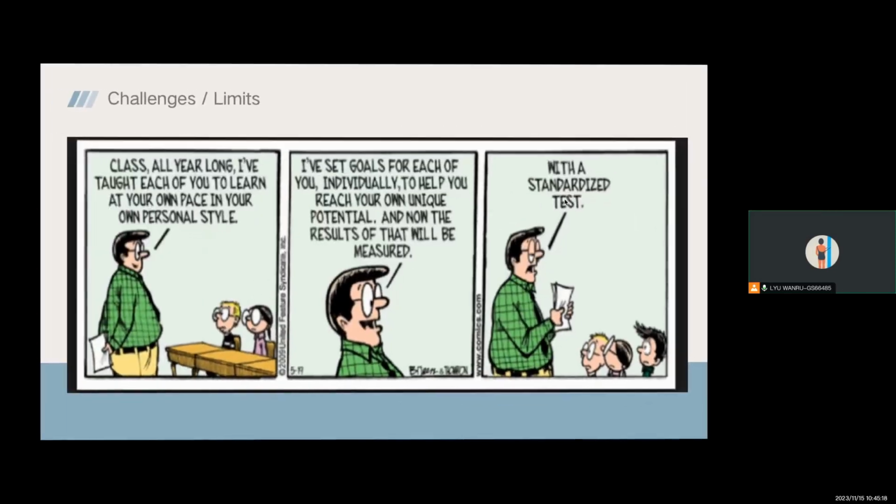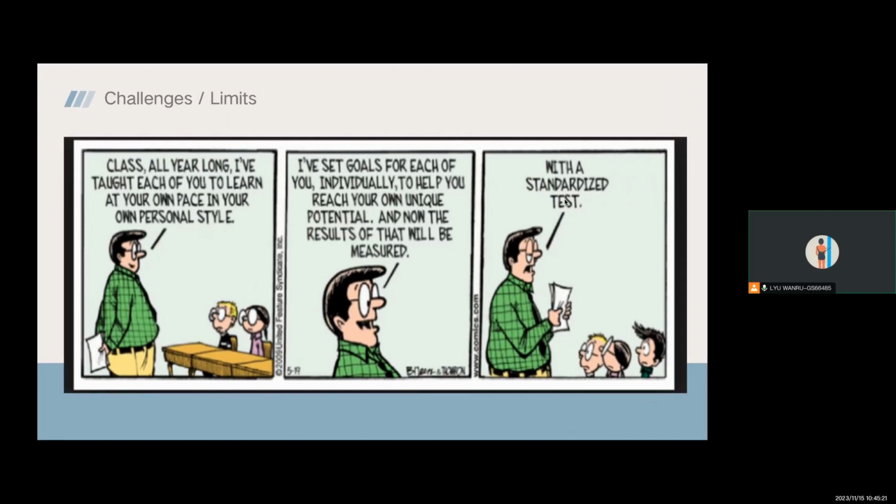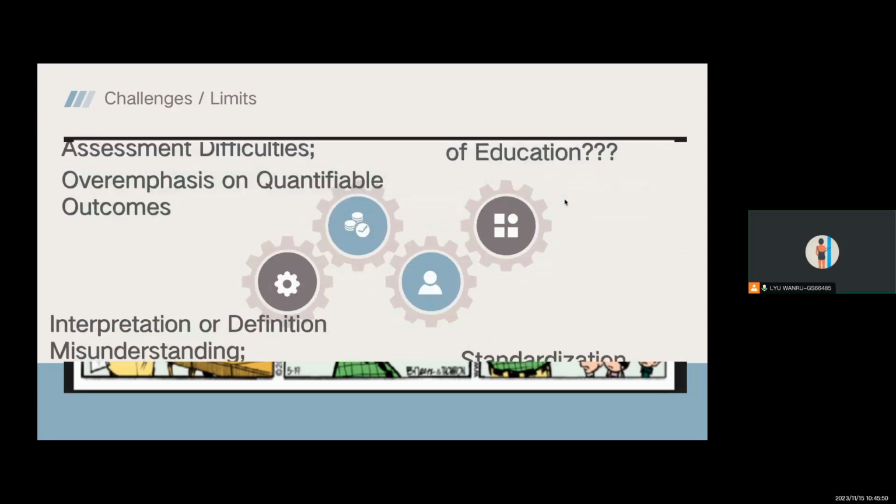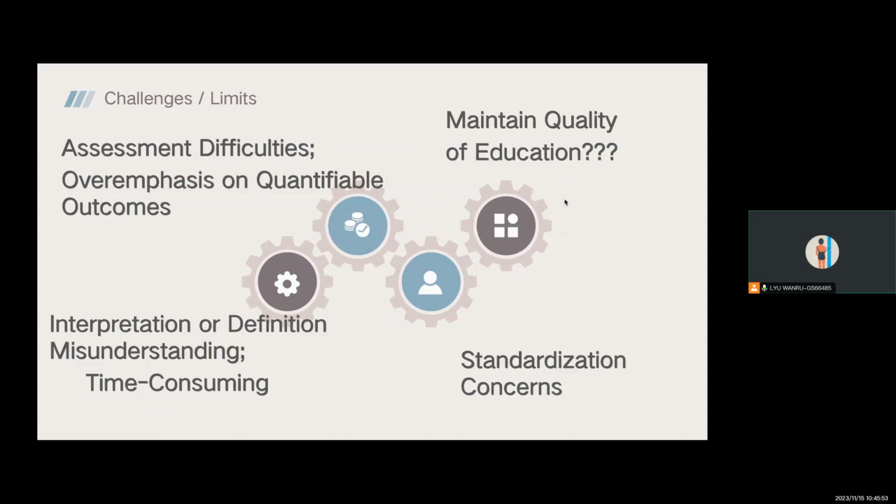Then I would like to share with you a comic picture and we can see that the teacher said, I've taught each of you to learn at your own pace in your own personal style, and I've set goals for each of you individually to help you reach your own unique potential. This sounds really nice, right? Like a learner-centered approach. But he continued to say that the results will be measured with a standard test. Well, now this seems a little bit conflicted by itself. So the challenges would be first, assessment difficulties and overemphasis on quantifiable outcomes.